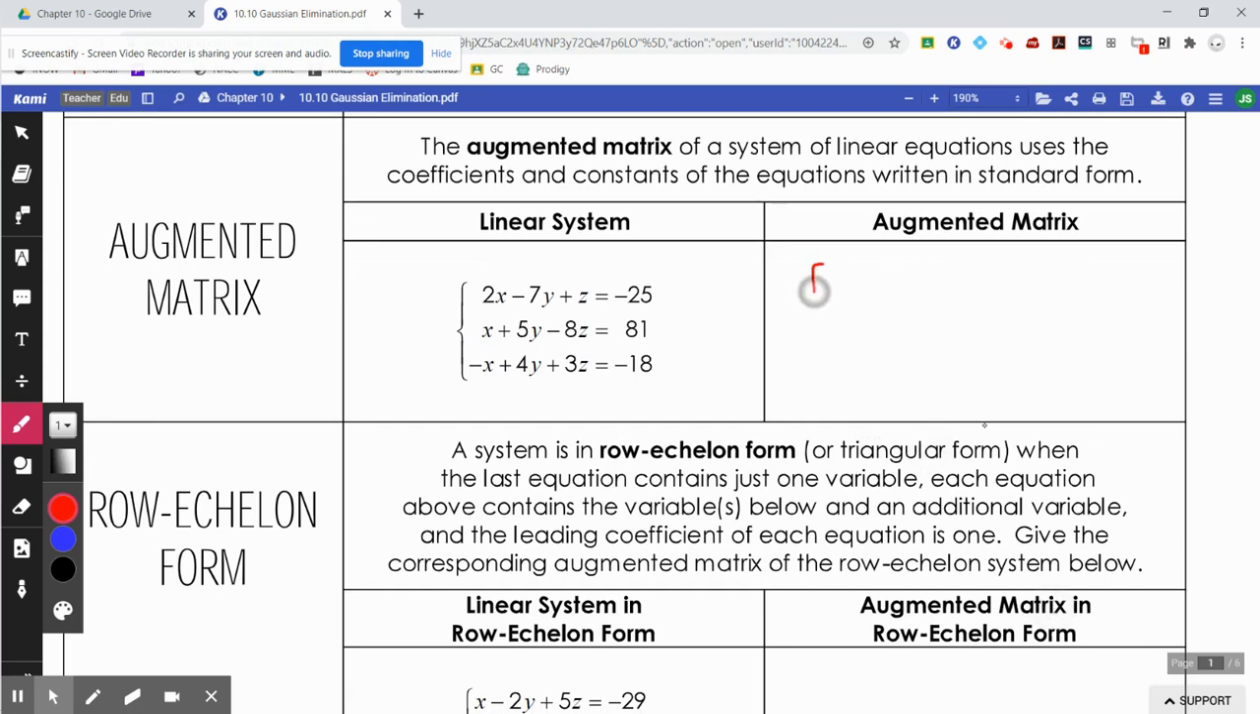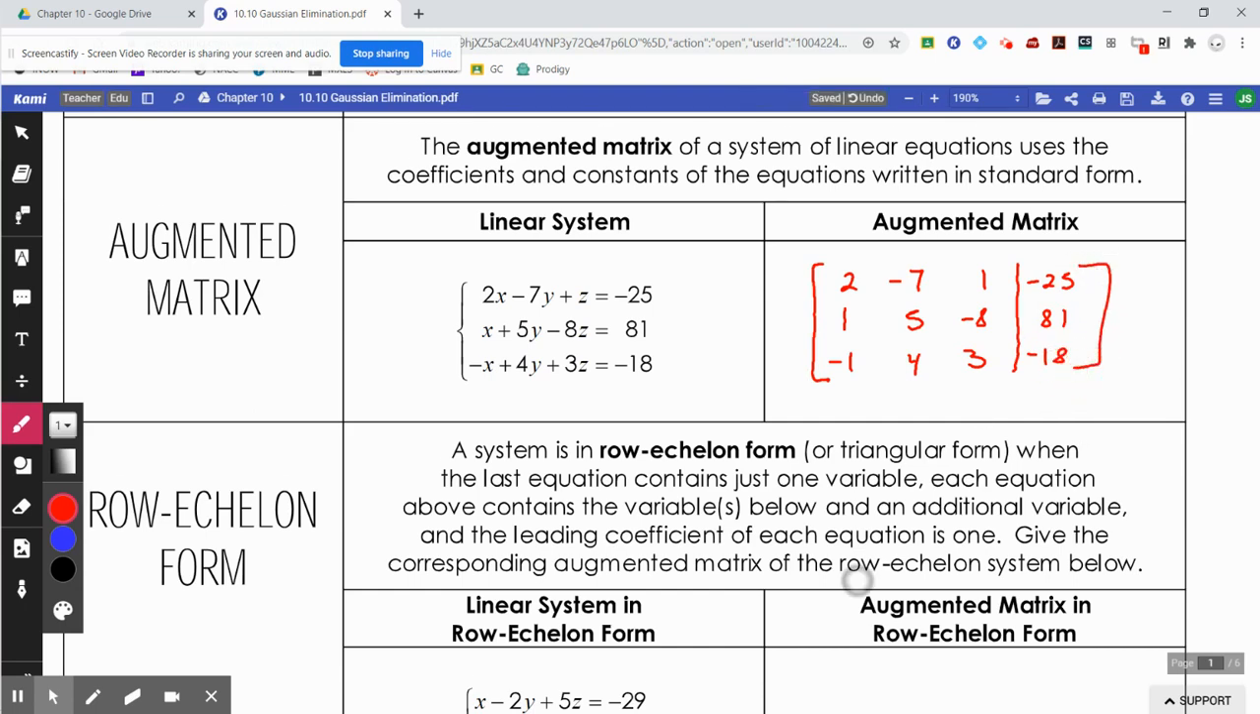So our augmented matrix, I'm going to write it with just the coefficients, 2, -7, and 1, just like we did our coefficient matrix before. 1, 5, -8, -1, 4, and 3. And then you also include the constants, and I like to draw a line right here. That line is kind of like my equal sign. And this is an augmented matrix.